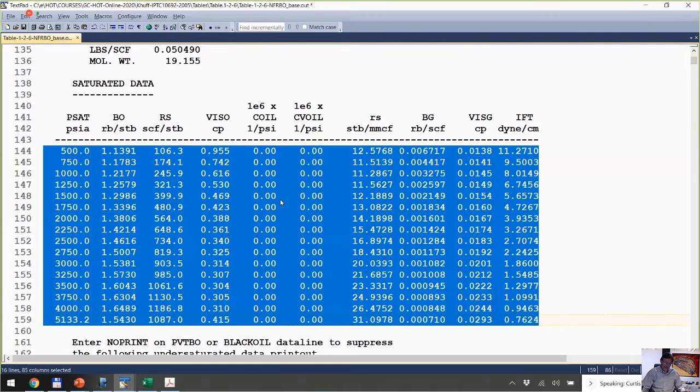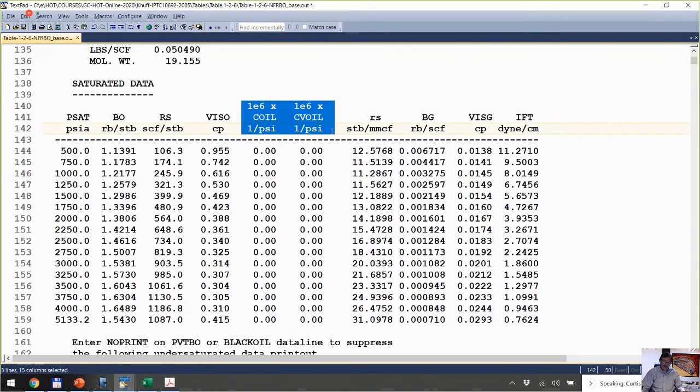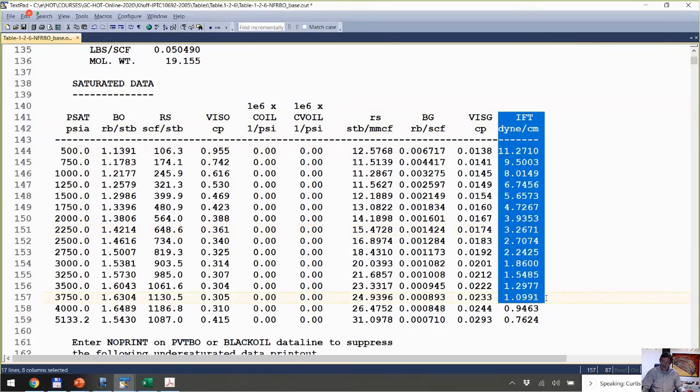You've got compressibilities. These are undersaturated compressibility and viscosity. They're not printed here because it's generated from the equation of state. And then the IFT here, that's used in sensor. It's used if you turn on the dependence of relative permeability on IFT, there's an option for that. Then you can adjust the relative permeabilities according to the IFT.